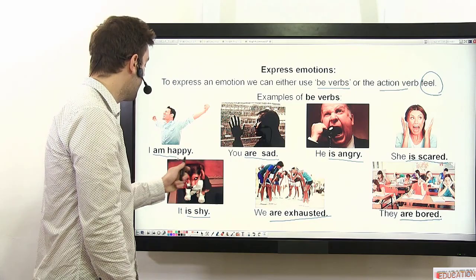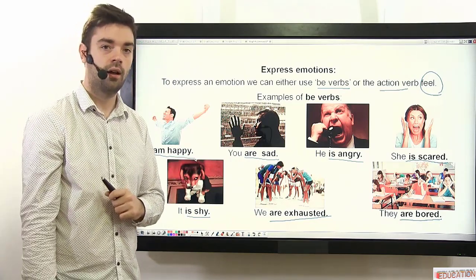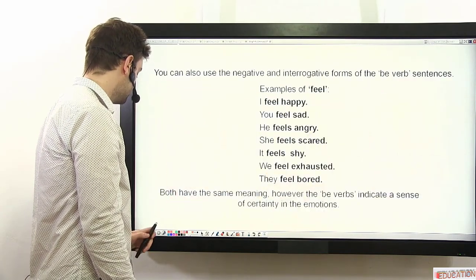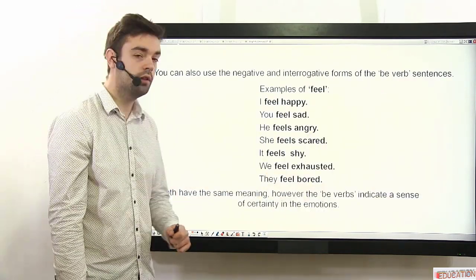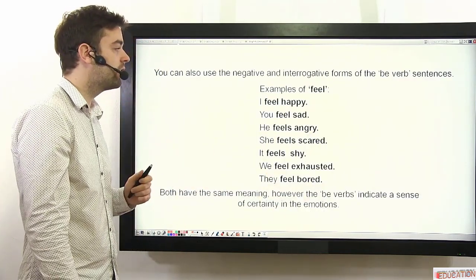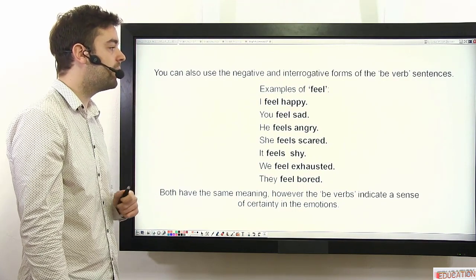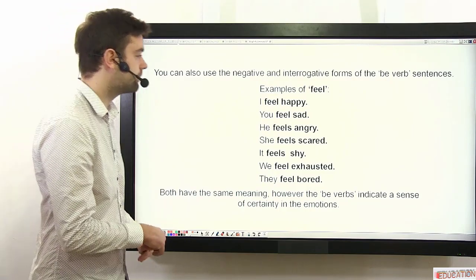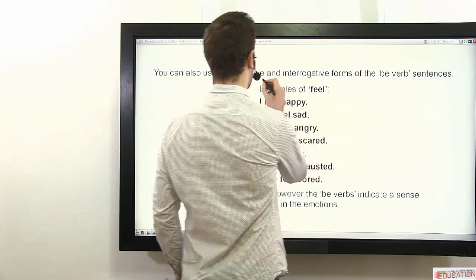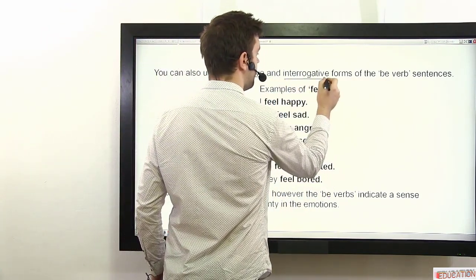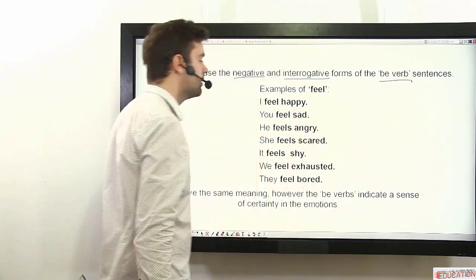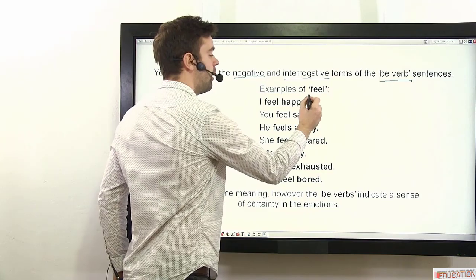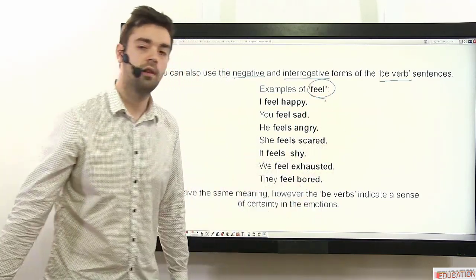I am happy. You can also use negative and interrogative forms of the be verb sentences. Now let's take a look at examples of feel.